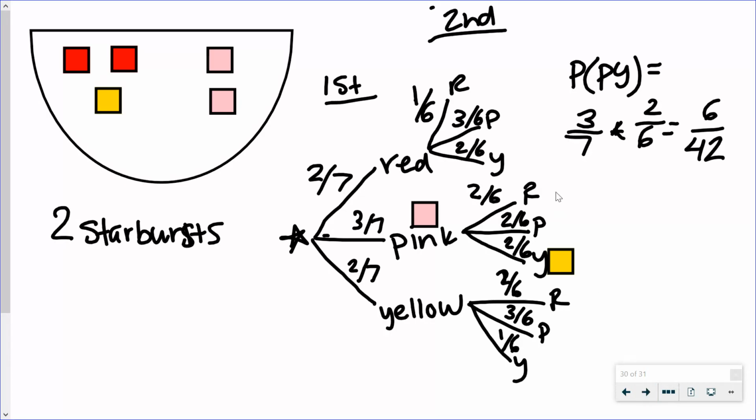So this is an example of a dependent situation because I did not put my pink candy back the first time that I pulled it out. I pull it out of there, I didn't put it back. And so the total number in the bowl has now changed, which impacts all the other probabilities, regardless of what the first draw is. Okay.